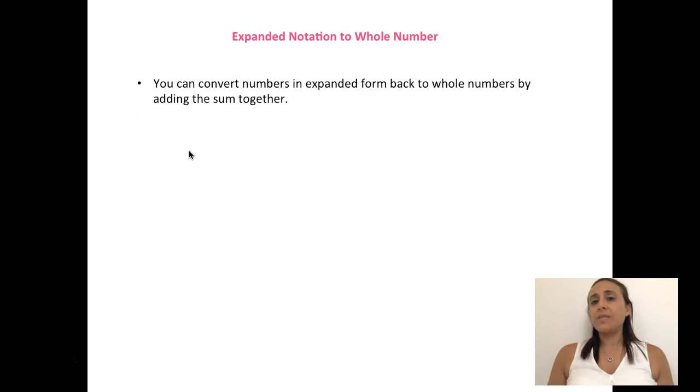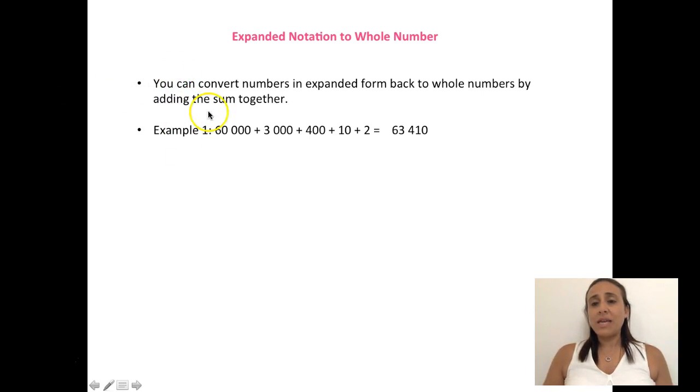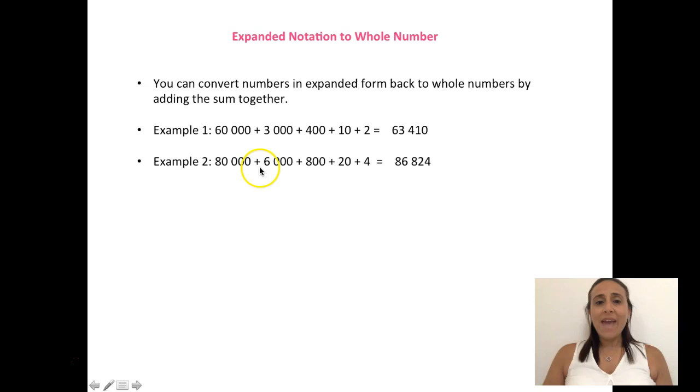You can convert numbers in expanded form back to whole numbers by adding the sum together. It's as simple as that. For example, 60,000 plus 3,000 plus 400 plus 10 plus 2 is, when you add all those numbers together, 63,412. Example 2: 80,000 plus 6,000 plus 800 plus 20 plus 4. When you add up this expanded notation, you get the whole number 86,824.